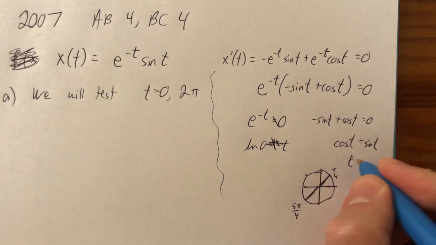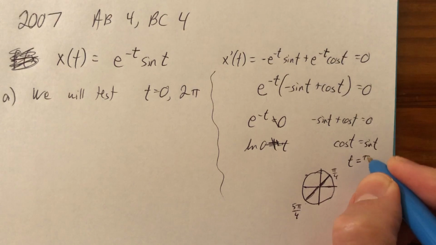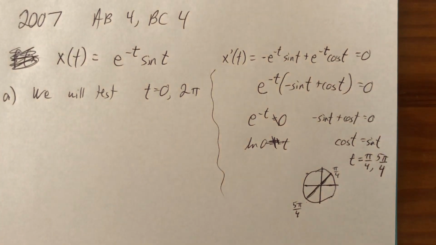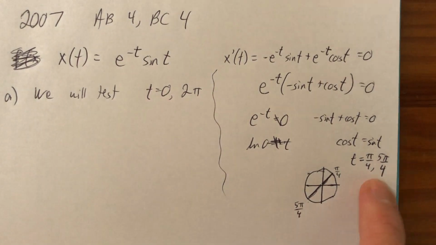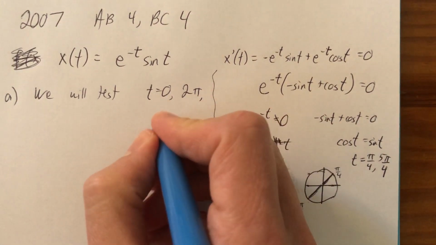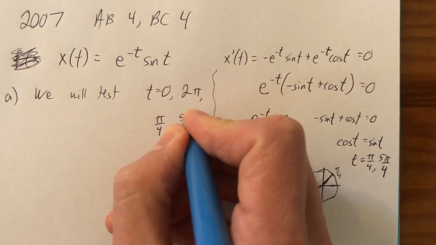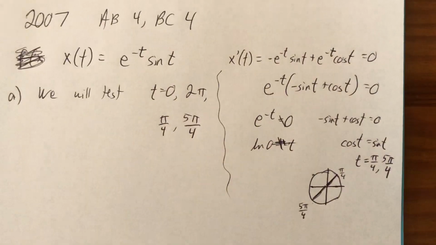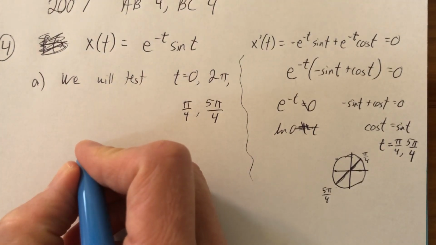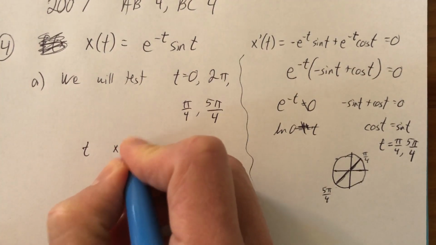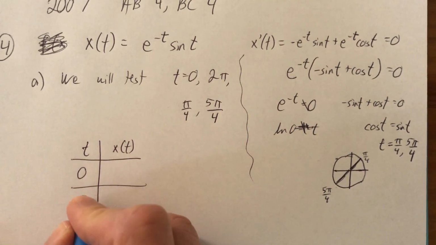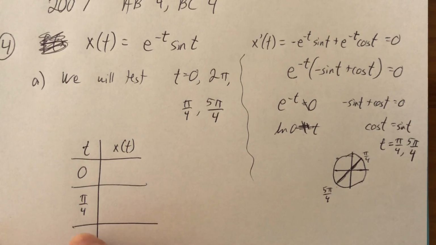So when I solve this in my head, because you can do it because you know the unit circle, I hope, I get that. Okay, so we're going to test that, and because of this, we're also going to test pi over 4 and 5 pi over 4. And what am I testing? Like, what am I going to find? Well, I'm looking to see where it is the furthest to the left. So I'm going to do t and then x of t. And we'll try 0. We'll go in order here. We'll try pi over 4. We'll try 5 pi over 4.